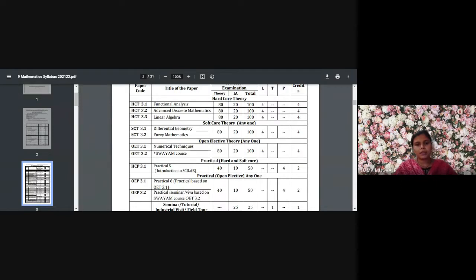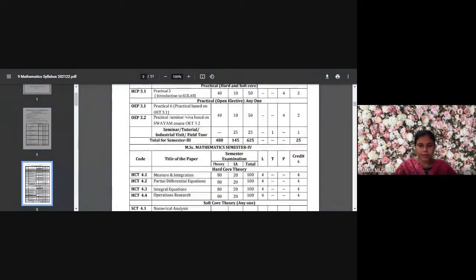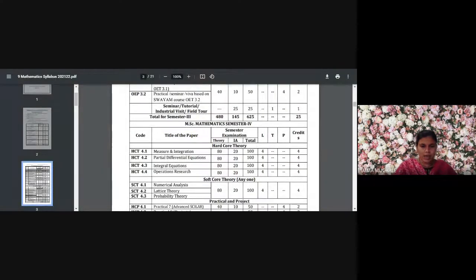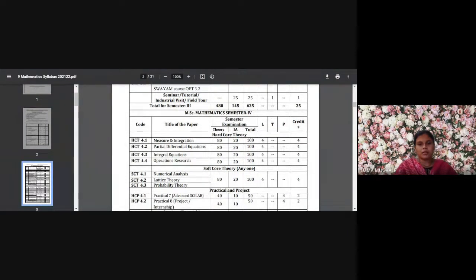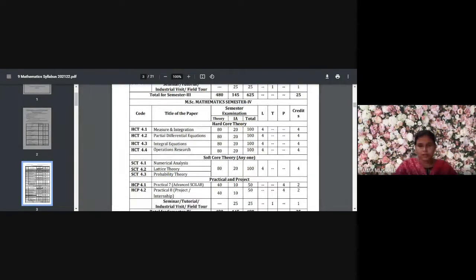And OEP 3.1 and OEP 3.2, meaning the practicals based on your OEP. And again we have a seminar, but due to your poor representation of the seminar, this time we are not going to conduct the seminar. It may be one tutorial we are going to conduct, or then you can appear for a test like that.